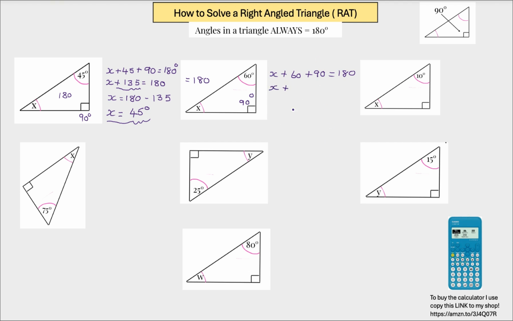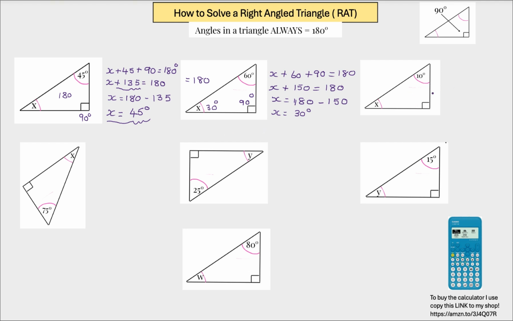Use our calculator or our brain, it doesn't matter. 90 plus 60 equals 150. And this hasn't changed because we've only dealt with these. X equals 180. I remember what I said. Because it's a plus, and we're taking it all the way over, it becomes what? Yes, a negative. So we're going to subtract 150. That gives us a nice answer of 30 degrees. So our x, our new angle here, we now know is 30 degrees.